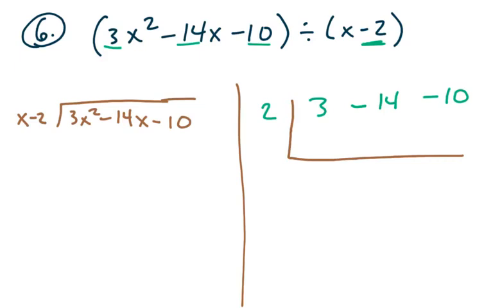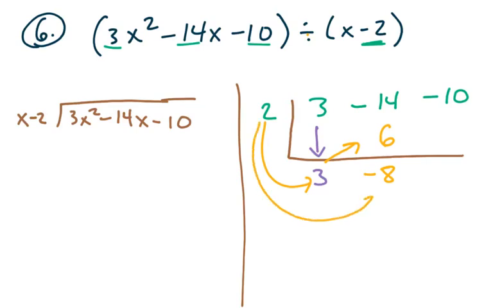Okay, and what we do is you take the first one and you just bring it straight down. Then you're going to multiply these two together, and the result you write here. So you're going to do 2 times 3, which is 6. Put that there, and then we're going to subtract. So this gives me negative 8. And then we'll repeat the process. So we're going to multiply 2 by negative 8, and we're going to get negative 16. And then we're going to put them together, and we get negative 26.